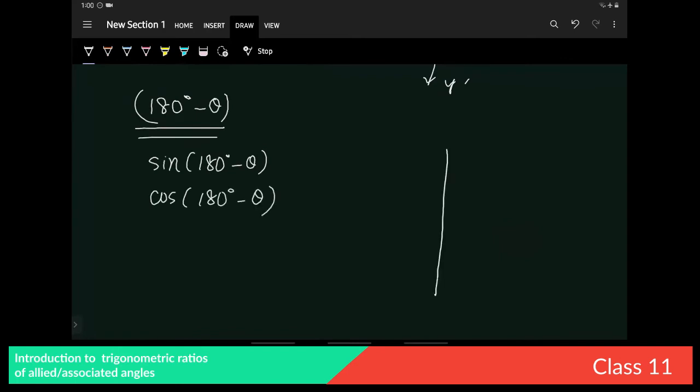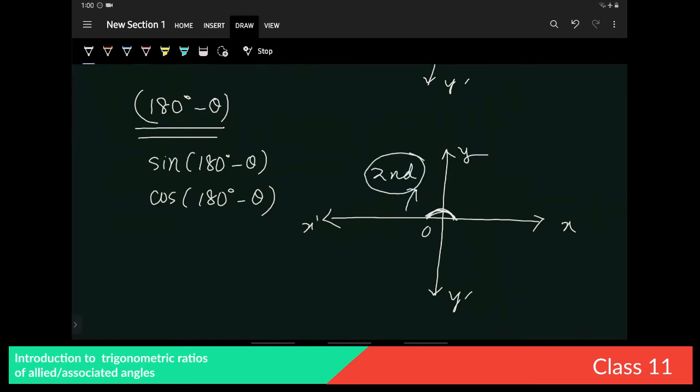See, okay. So this is x, this is x prime, this is y, this is y prime, this is origin. So 180 degree means what? 180 degree means this total angle is 180 degree. So 180 degree minus theta means it is falling under which quadrant? It is 180 minus theta, so it will fall under the second quadrant. Okay, so it will fall under the second quadrant.